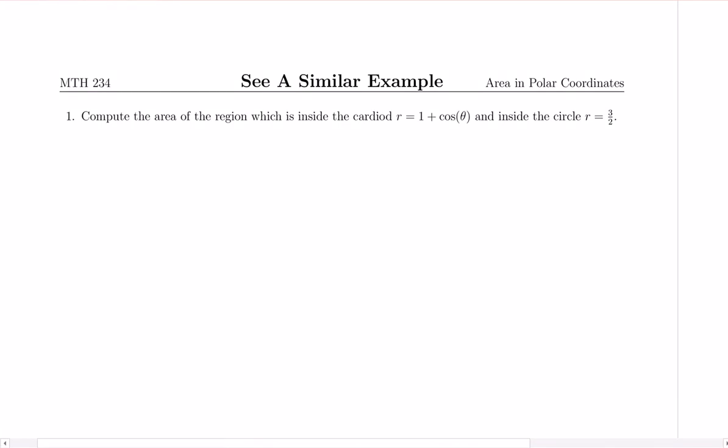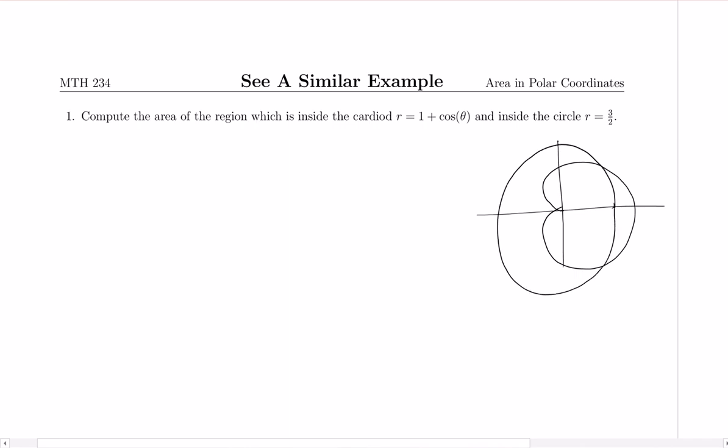In this video, we will compute the area of a region in polar coordinates. So we're asked to compute the area of the region which is inside of a cardioid and inside of a circle. So let's try to draw it first. The cardioid, r equals 1 plus cosine theta, looks something like this. And the circle, r equals 3/2, looks something like this. And so we're computing this area, the region that's inside the circle and inside the cardioid.